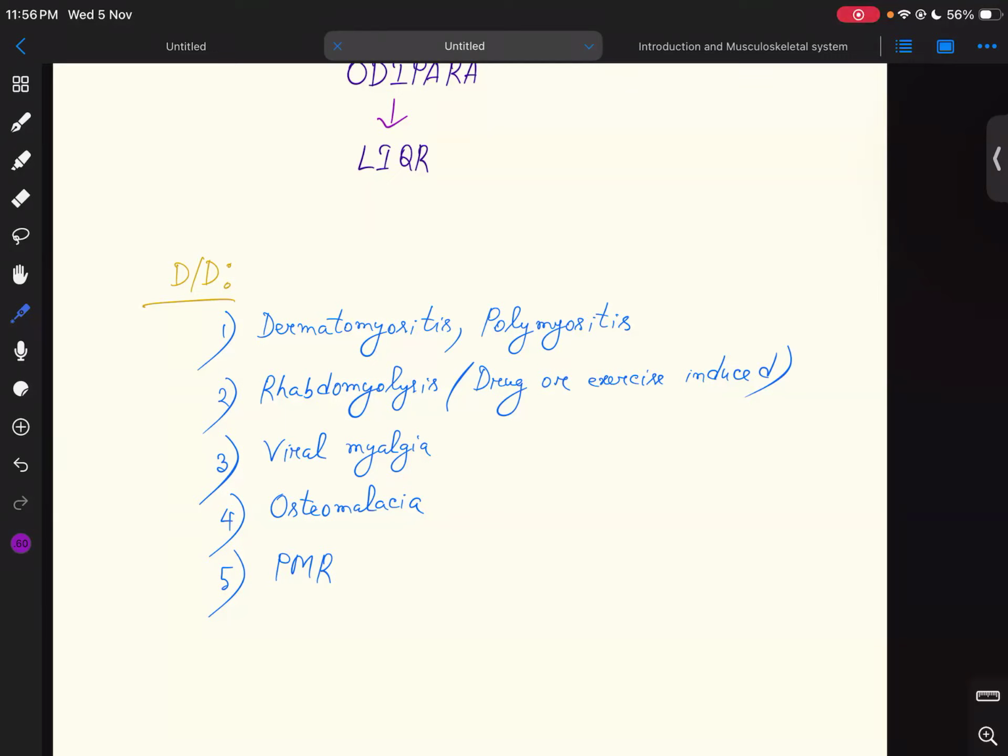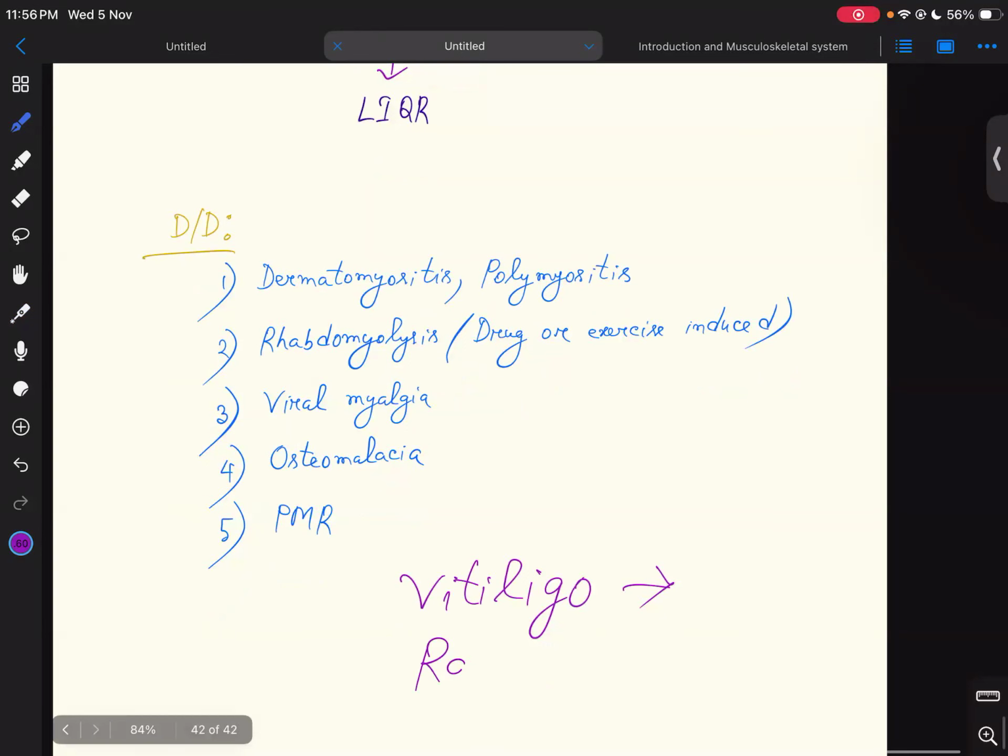Sometimes you can be given a case like vitiligo. In that case, you have to do the safety netting: avoid sun exposure. In case of Raynaud's phenomenon, the patient can tell you a history of taking propranolol for anxiety disorder. So during counseling, you have to tell the patient to stop this medication, and that you will talk to your consultant to replace it with a safer one, because this medication can increase your symptoms.